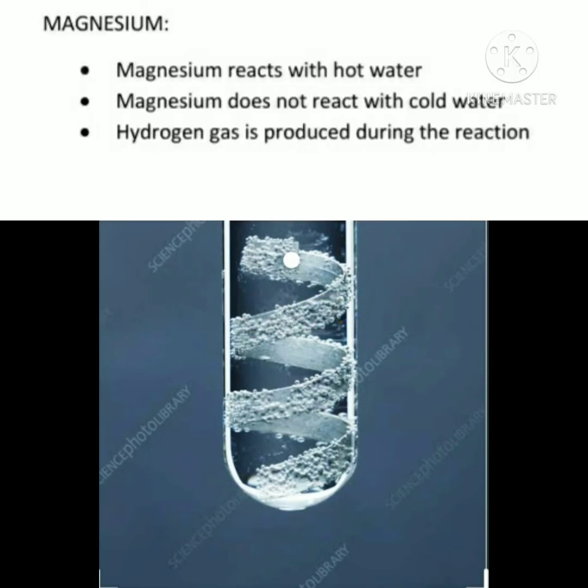Magnesium does not react with cold water. It reacts with hot water to produce hydrogen. So remember, magnesium reacts with hot water and not cold water. Let's look at the reaction now.